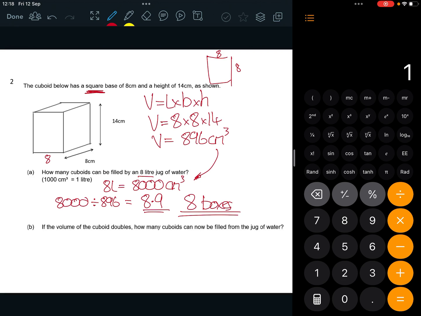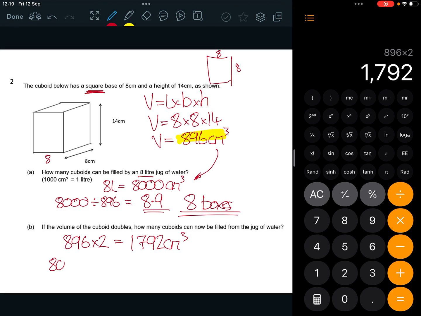Right, the volume of the cuboid doubles. Okay, so the volume right now is 896, and remember, if it doubles, you just times it by 2. So that's 896, the volume that we worked out at the start. We're just going to double it. So 896 times 2, that's 1792. Now it kind of makes sense if you double the size of the container, you're going to get half the amount you can sell, but we still have to show that.